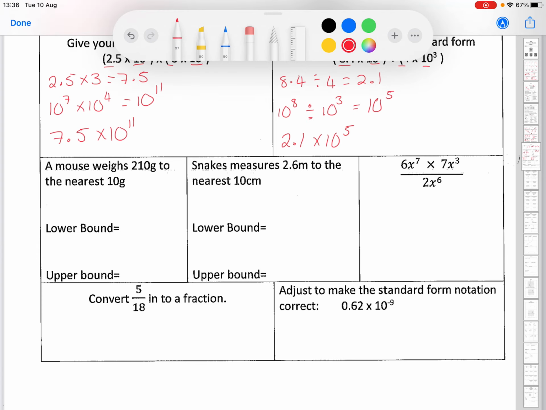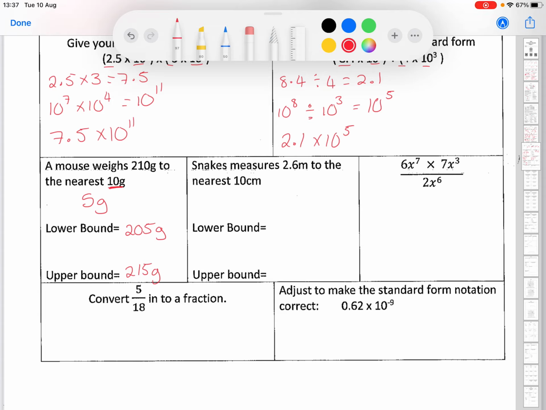Next one, a mouse weighs 210 grams to the nearest 10 grams. Upper and lower bounds, whatever we're rounding to, we half it. So 10 grams half is 5 grams. For our lower bound, we subtract. So we're going to do 210 take away 5, which is 205 grams. And for our upper bound, we're going to add that on. So 210 add 5 grams to get 215 grams.